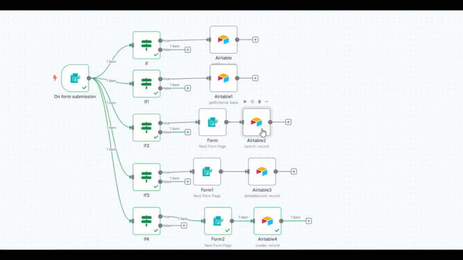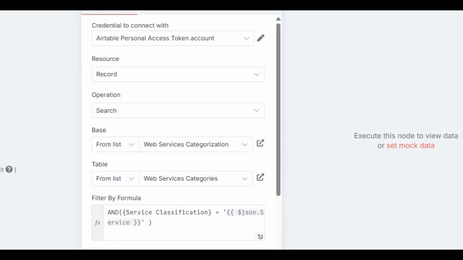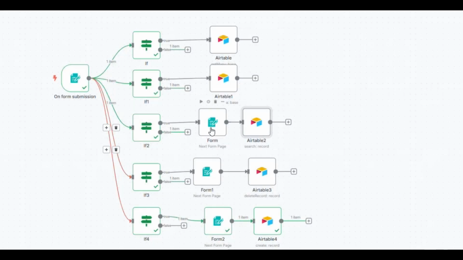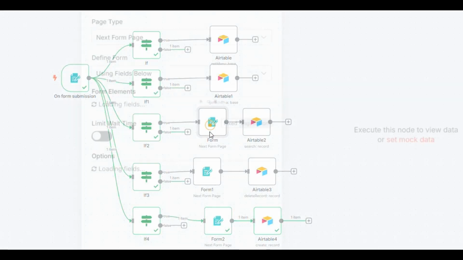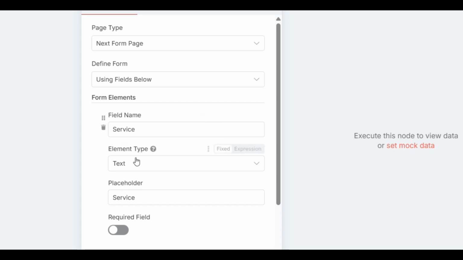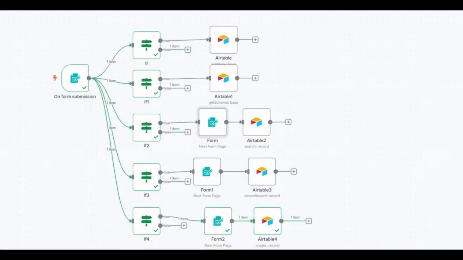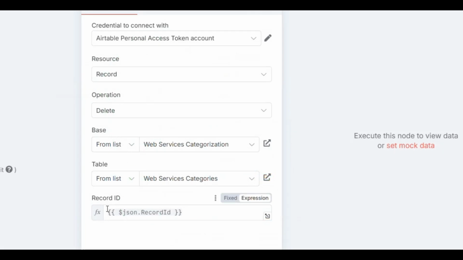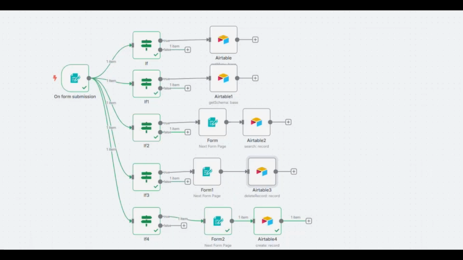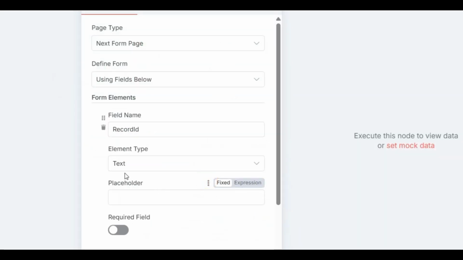Now for this, what is this operation search? So it needs to have some condition. So next form page I am selecting and I am asking what type of service you want, the search condition I am asking over here. And similarly if you come over here, this is nothing but the delete, which requires the record id. So that record id I am providing here, you can see the record id.